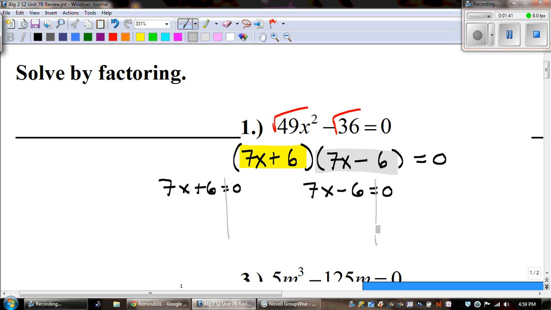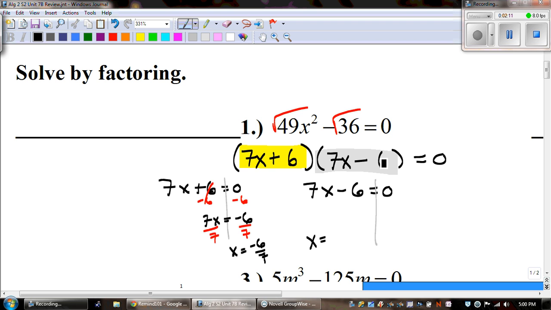And then we have to solve both of those. On the left, we subtract 6 from both sides, and we get 7x equals negative 6, and then divide by 7. So x equals negative 6 over 7. And guys, you've done this sort of stuff before. You should know how to solve it. I'm not going to show all the work on the other one.